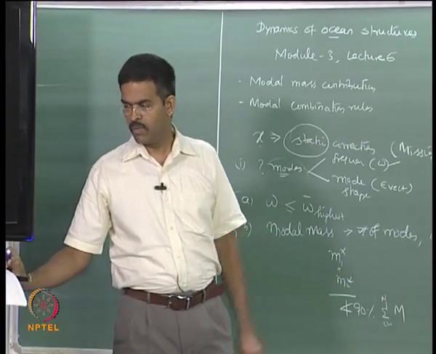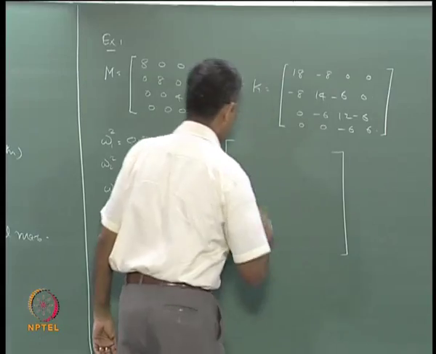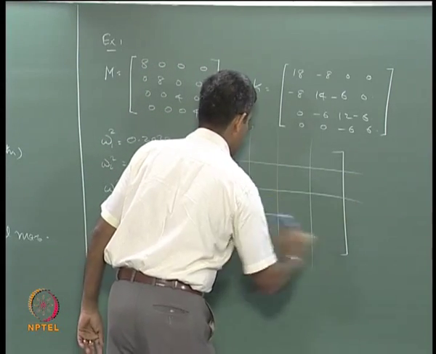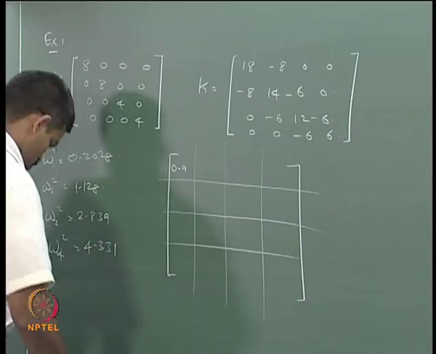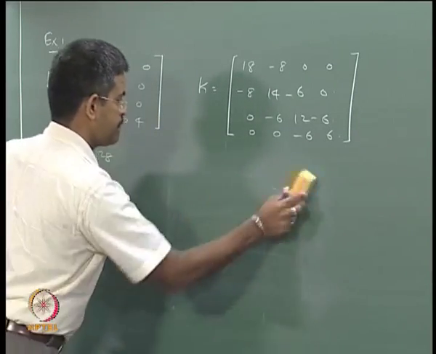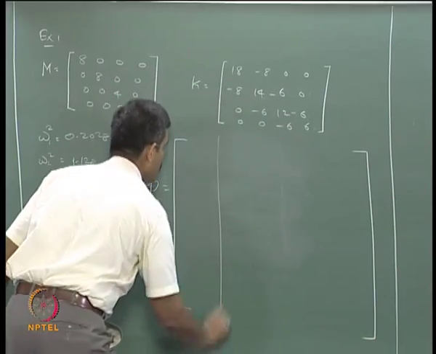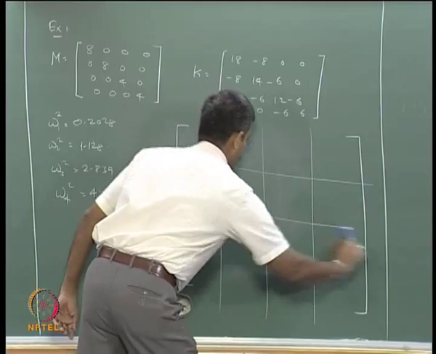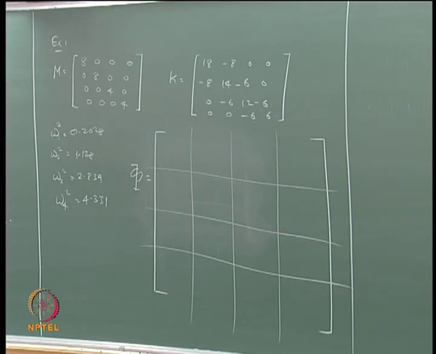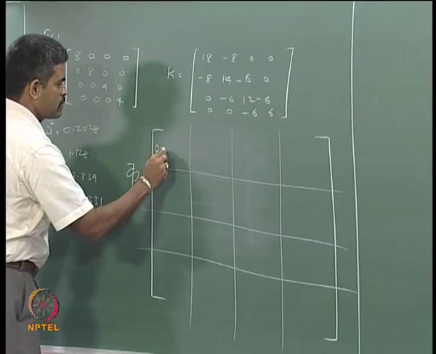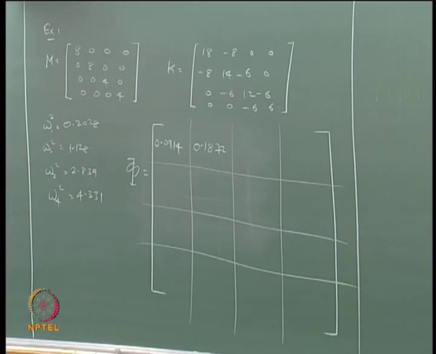This problem we already solved. 4.331, and my phi matrix, where each column corresponds to a specific mode shape of the corresponding frequency, which gives... okay, I should write it big.